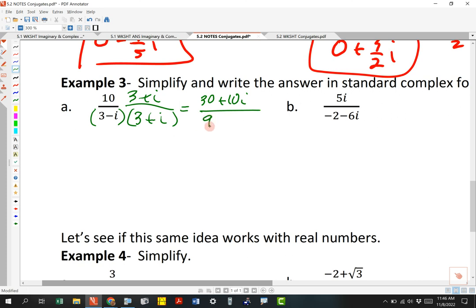And it's going to give me 9 plus 1 on the bottom. Watch. How'd I get it? Square the first one. Square the last one. What does negative i squared count as? Plus 1. And won't those middle ones cancel each other out?